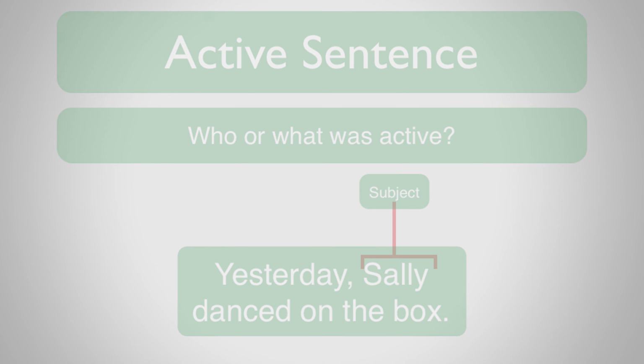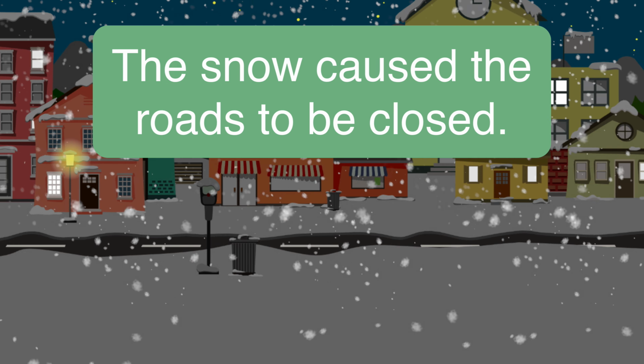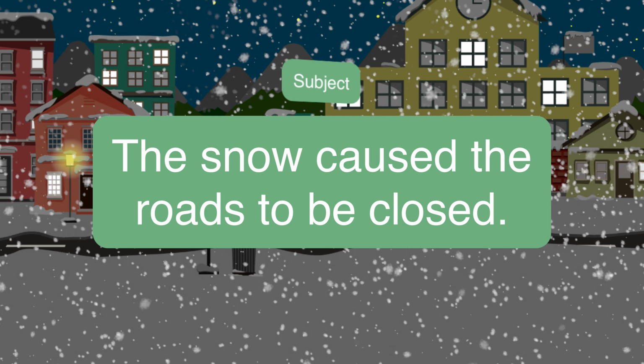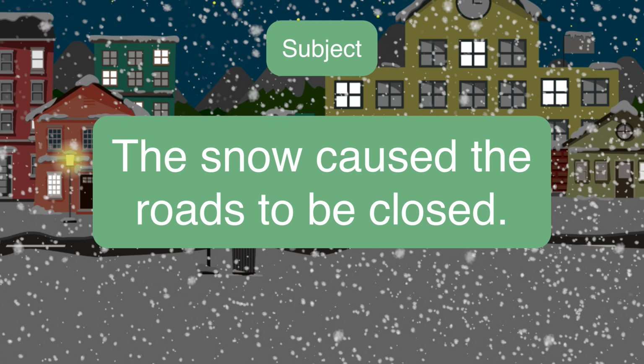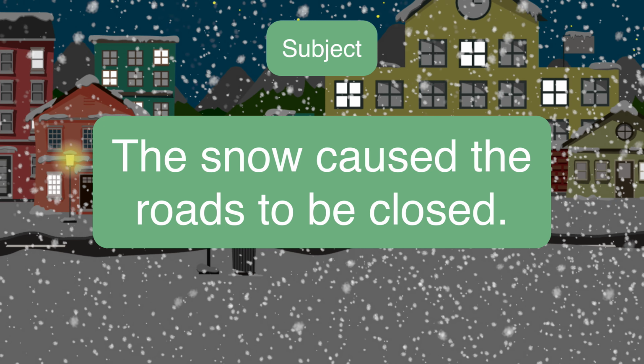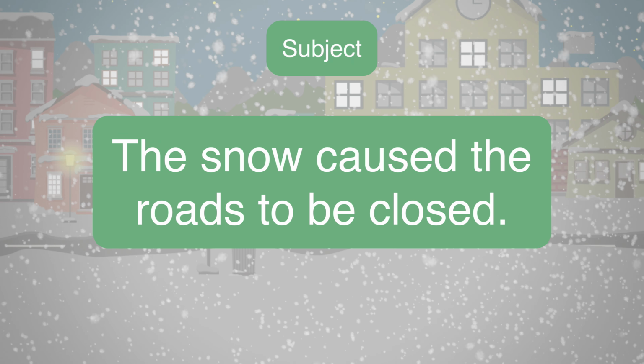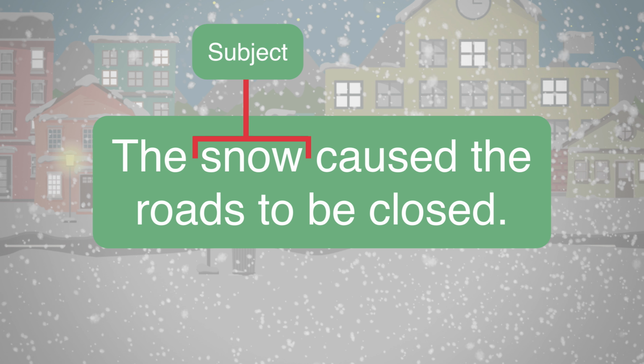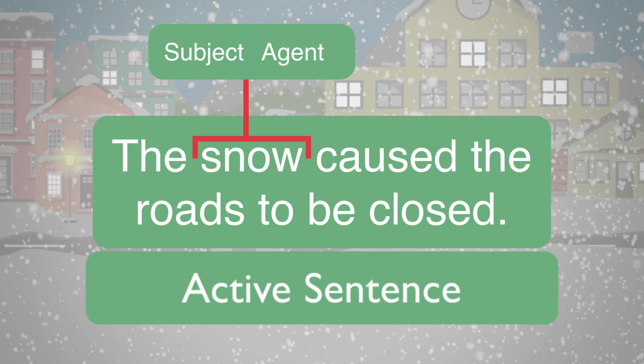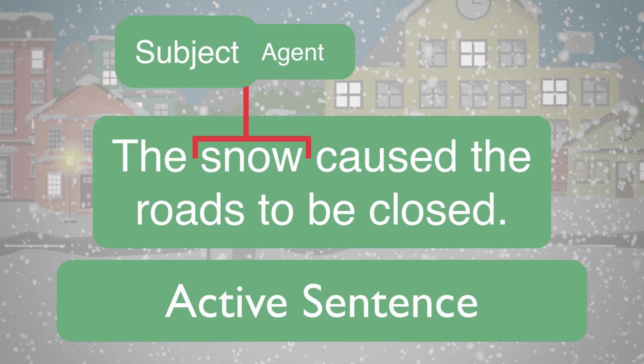Take a look at this example. The snow caused the roads to be closed. What's the subject here? Well, what's the sentence about? Is it about the roads or the snow? Well, remember, the subject comes before the verb, which is caused. So snow is the subject. Snow is also the thing that is doing the verb. It was the snow that caused the road to close. So this is also an active sentence, as its subject is also the agent. That is, the subject is the thing that is doing the verb.